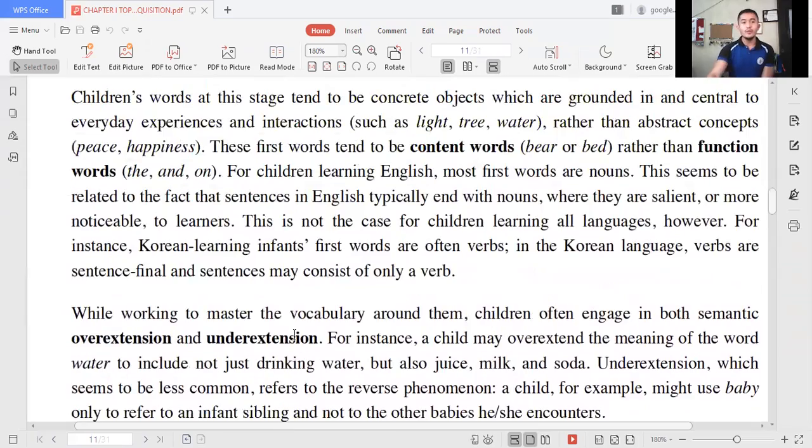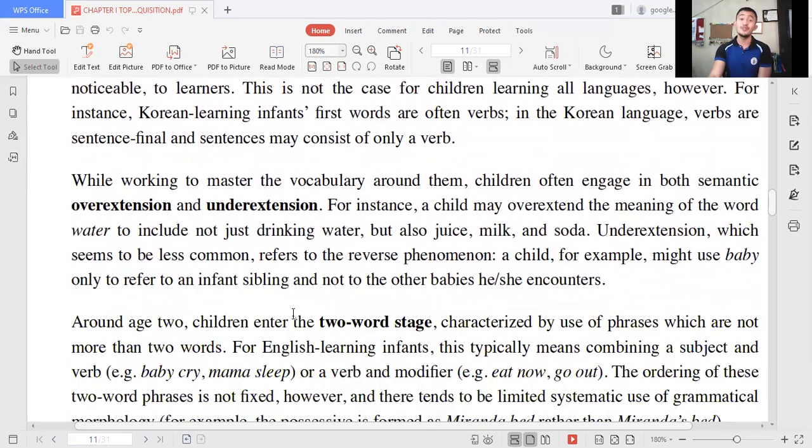Now, while working to master the vocabulary around them, children often engage in both semantic overextension and underextension. For instance, a child may overextend the meaning of the word water to include not just drinking water, but also juice, milk, and soda. Underextension, on the other hand, seems to be less common, because this refers to the reverse phenomenon. A child, for example, might use baby only to refer to an infant sibling and not to the other babies that he or she encounters.